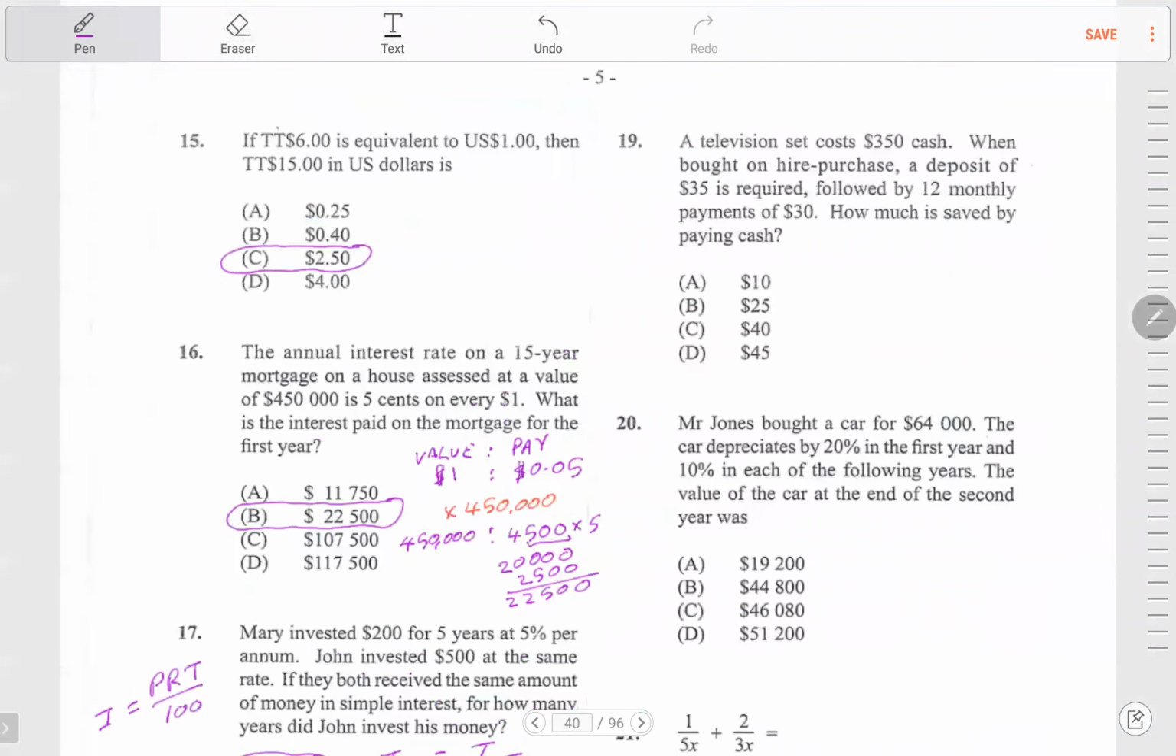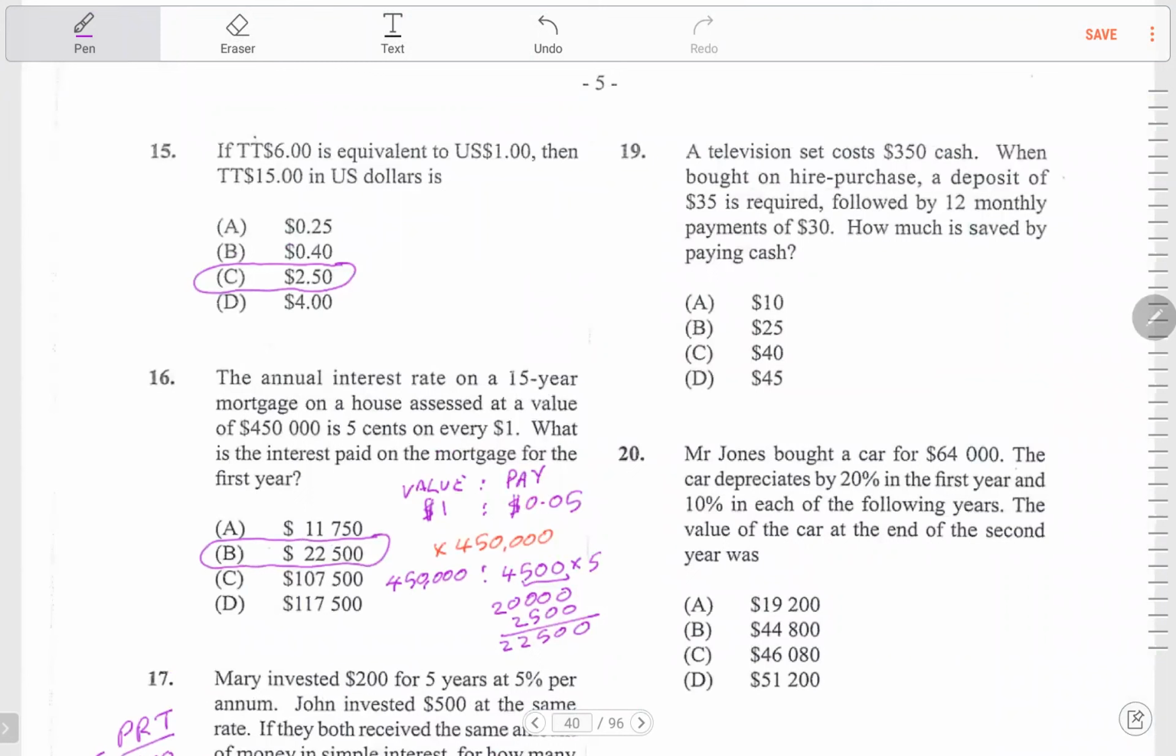Number 19 says a television set costs $350. When bought on hire purchase, a deposit of $35 is required, followed by 12 monthly payments of $30. How much is saved? So we have to work out the hire purchase price first, and this is the cash price. So we're going to work out the hire purchase price and then subtract the cash price to know how much is saved. The hire purchase price will be higher than the cash price.